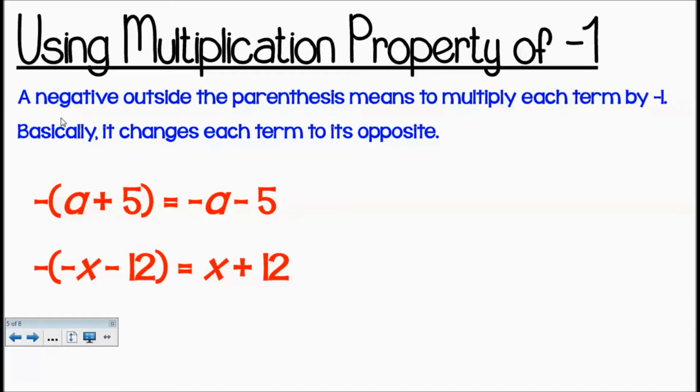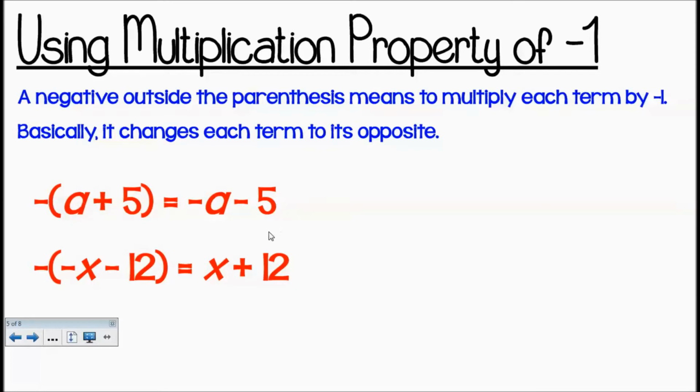Another way you'll see this is the multiplication property of -1, where you have a negative sign in front of the parentheses. There's not a 1 listed there, but we know that means the same thing as -1 times that. So in blue, read with me: a negative outside the parentheses means to multiply each term by -1. Basically, it changes each term to its opposite.